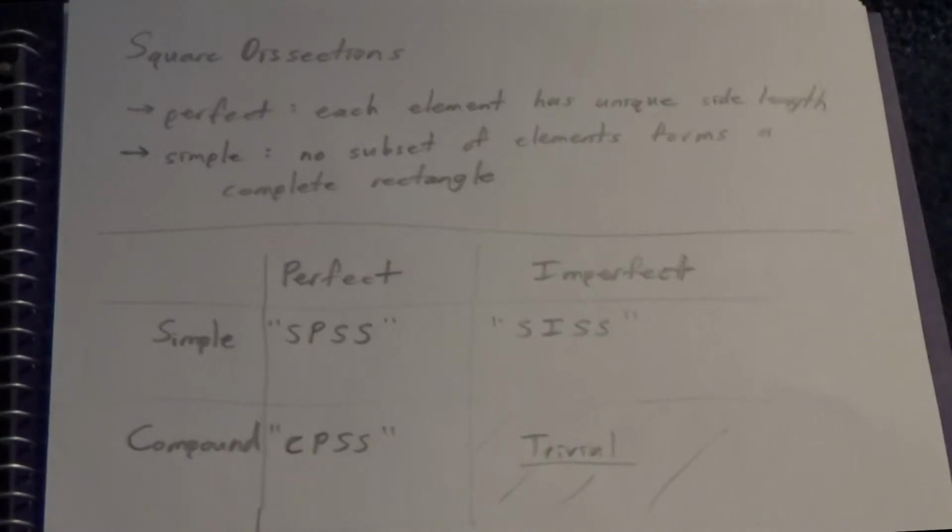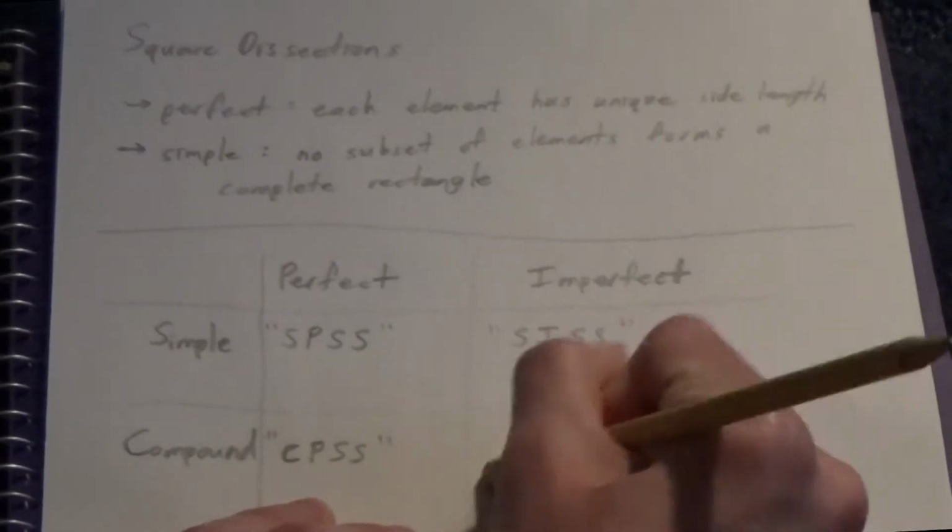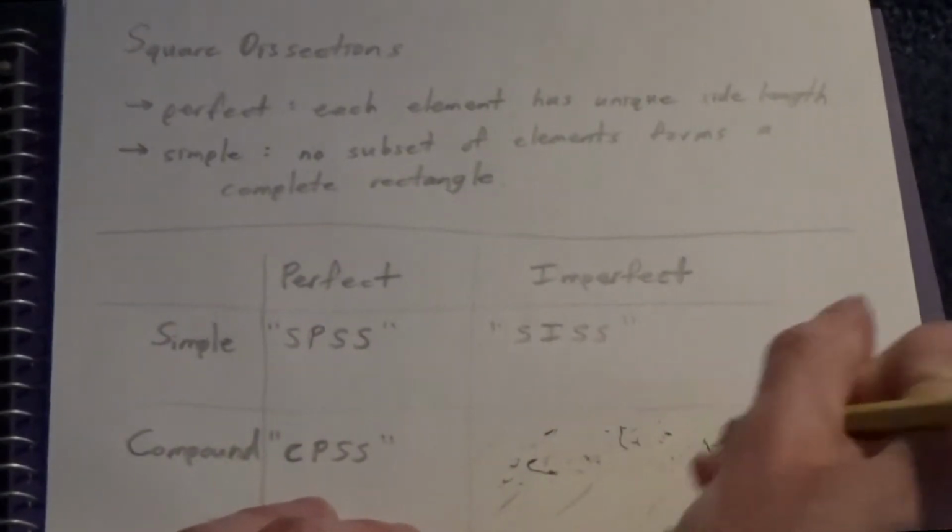So, in other words, for this case, there are so many trivial examples of imperfect square dissections, especially if we allow them to be compound. Because the ones that I described earlier, well, maybe this is a bit of a misnomer, because perhaps not all of them are trivial, but this at least contains some trivial cases.